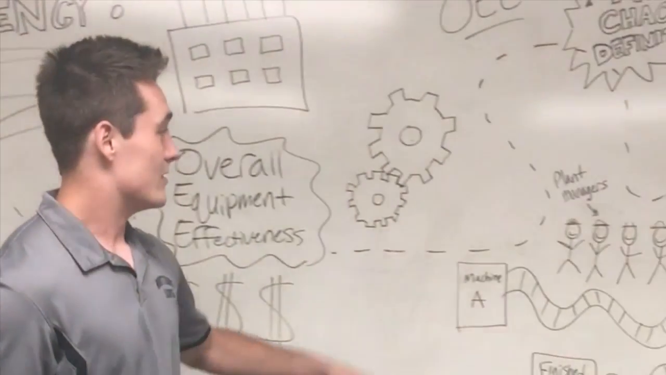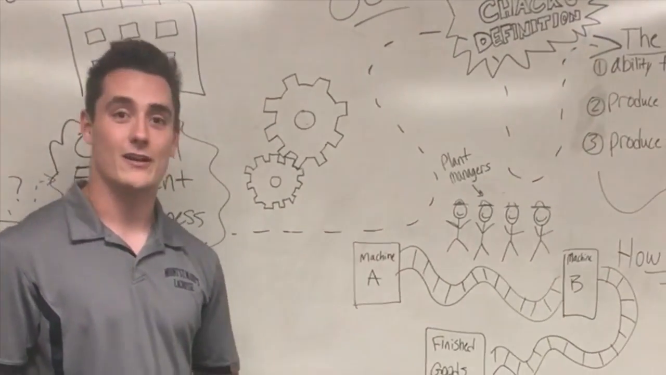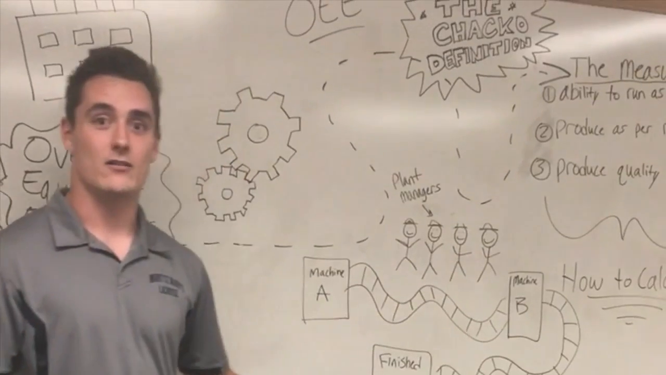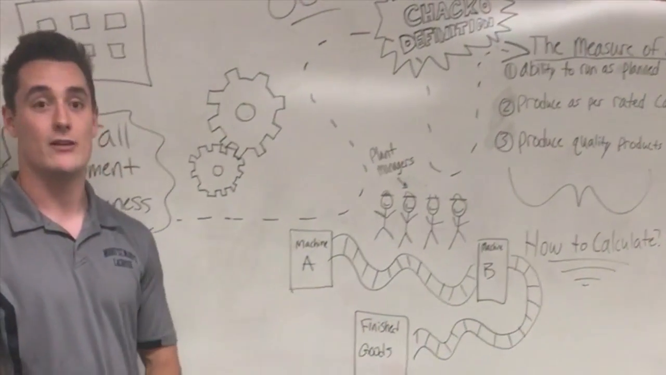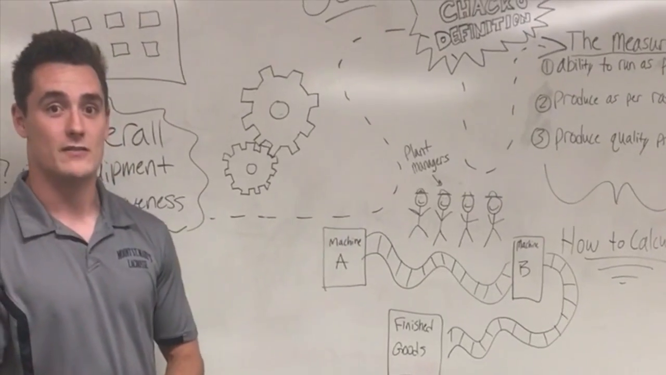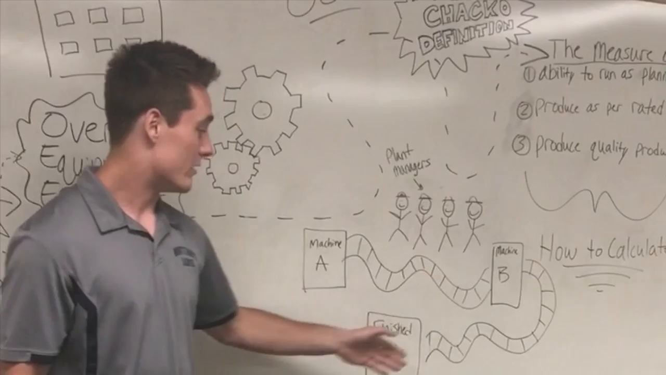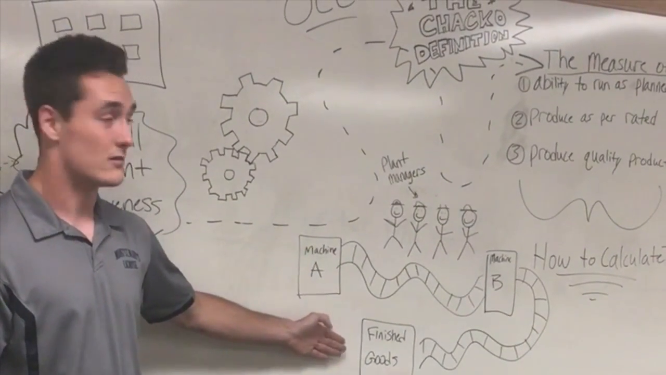So, here we see some plant managers. These plant managers look all happy, right? They're all very confident in each one of their individual machines and their perception of how it creates their finished goods. However, what this measure will show us is that the cumulative net effect of each machine and their efficiencies will actually produce a very unanticipated effect on the finished product.